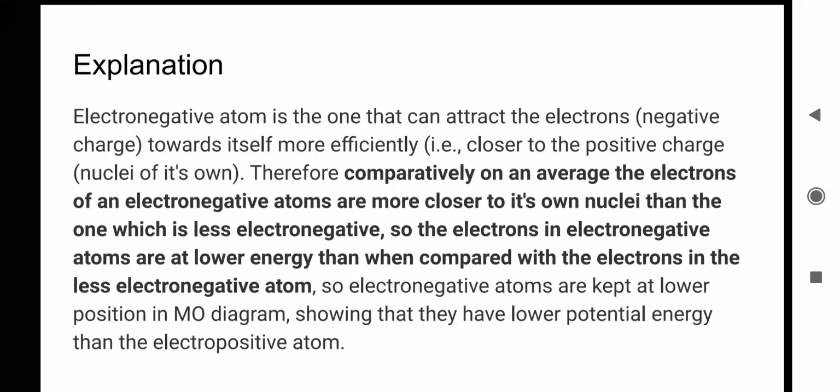Now let us see the explanation for this in detail. As we all know, an electronegative atom is the one that can attract the electrons more efficiently towards itself, and therefore these electrons are closer to its own nucleus as compared to the less electronegative atom. These electrons will be of lower energy as compared to those of the less electronegative atom, and hence in the molecular orbital diagram construction we will be placing them at the lower position.